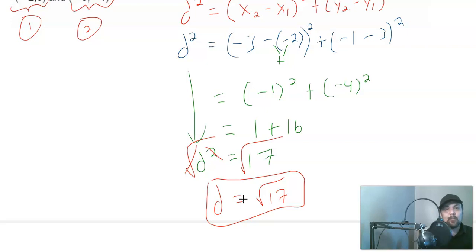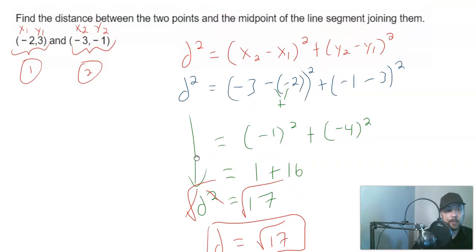If you want to have an idea of what that number is, just think of the closest number that does work out nice with the square root. So 17 doesn't work out nice, but 16 does. Square root of 16 is 4. 17 is just above 16, so this number is going to be just above 4.1 something. But we're just going to leave it as a radical. All right, so that's how you do distance between 2 points.